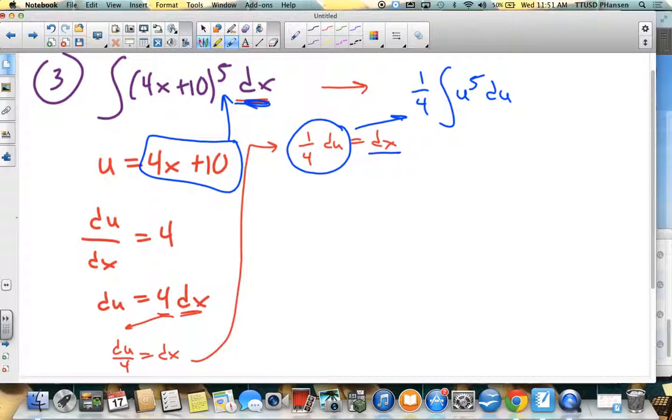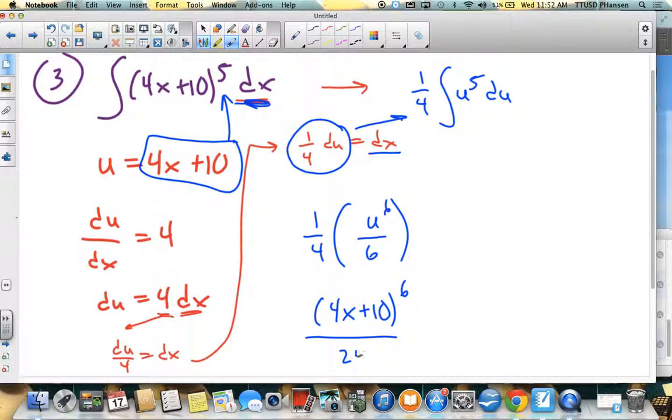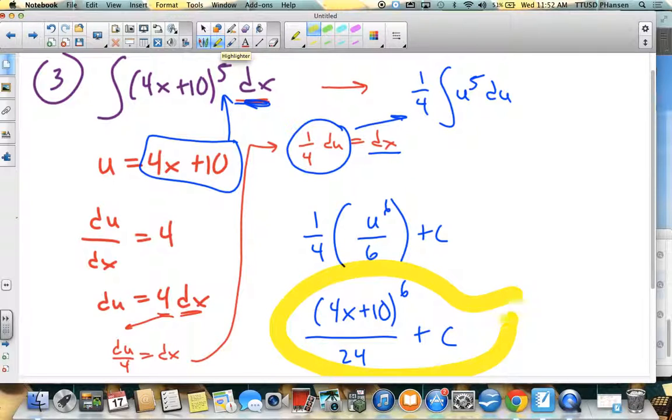Now that blue integral over there is really easy. I take the integral out, just my 1/4 stays outside. The u to the 5th becomes u to the 6th over 6. And now I'm going to back substitute and multiply at once. So I'm going to have 4x plus 10 all to the 6th over 24. That should be plus c here, and plus c. And that is my final answer.